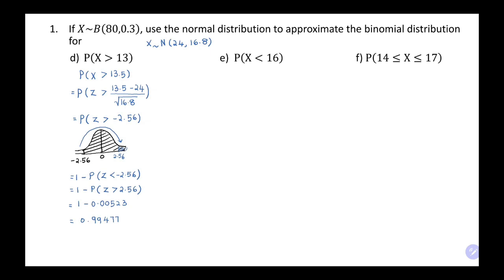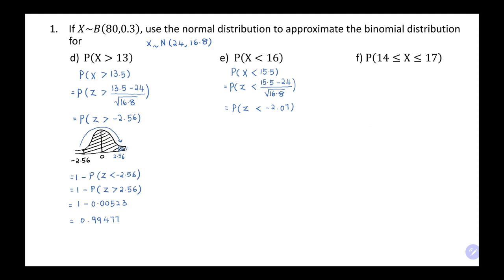We continue question E. P(X) less than 16. We use CC. So it becomes P(X) less than... Since less than, we minus 0.5. So we get 15.5. Then we convert to Z. We get 15.5 minus 24 divided by square root of 16.8. Then we solve, we get P(Z) less than negative 2.07. This one uses the symbol less than and a negative value, so we can't read from the table.